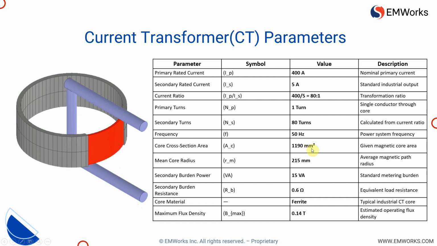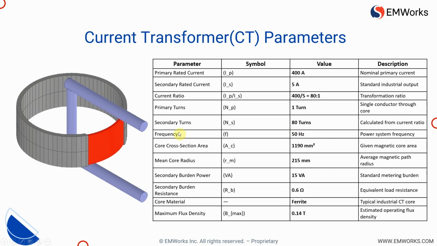1190 square millimeters, a mean radius of 215 millimeters, and one primary turn and 80 turns on the secondary side. We apply 400 amps primary current and connect a 0.6 ohm burden on the secondary side, which represents a 15 volt-ampere rated load on 50 Hz operation.